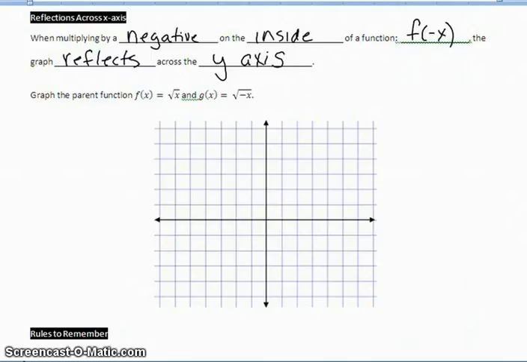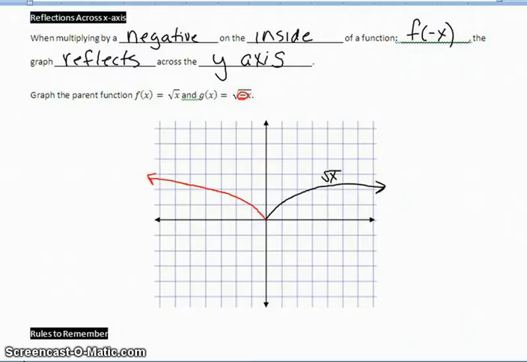The first is the parent function f of x equals the square root of x, starting at the origin. We're going to pop that in. And this is, once again, square root of x. Looking at g of x, notice that that negative is inside the square root. So I am going to reflect my graph across the y. So I still start at the origin, but I'm going to go left instead of right. It reflects off to the left.